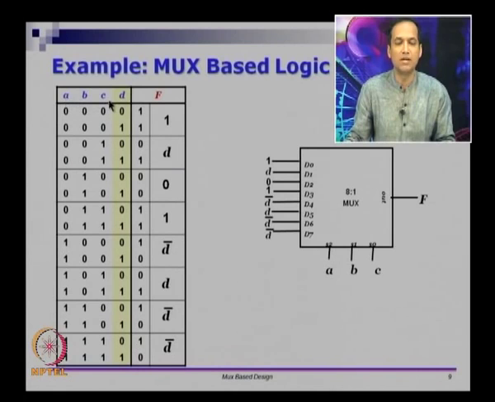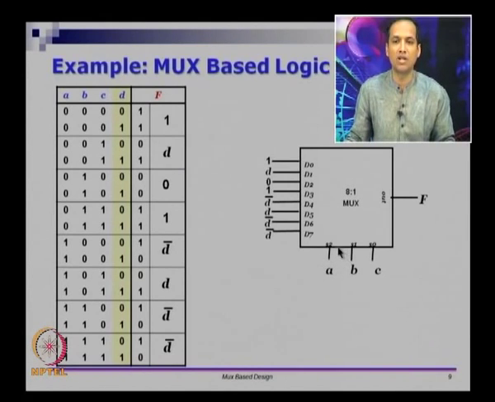What you have is A, B, C and f in terms of 1, d, d bar and 0. So you take this 1, d, 0, 1, d bar, d, d bar, d bar, and plug that here directly, 1, d, 0, 1, d bar, d, d bar, d bar. You put that in the appropriate pins though. So D0 input should correspond to 1, D1 input should correspond to d, and so on, and the three select lines are A, B and C.